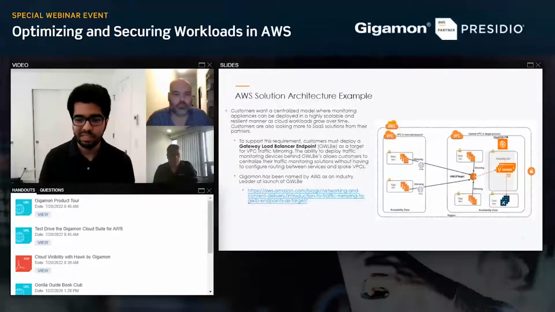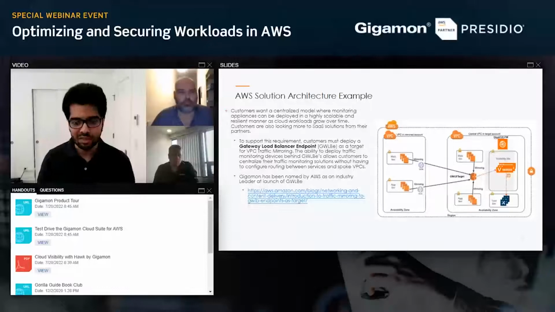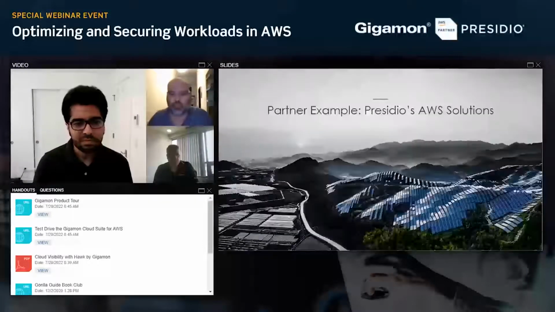If this new model of doing VPC traffic mirroring is interesting to you, definitely take a look at the blog that Bret referenced here. It does also discuss some of the common architecture patterns that you can actually solve by using Gateway Load Balancer and VPC traffic mirroring together. Awesome. Thank you.